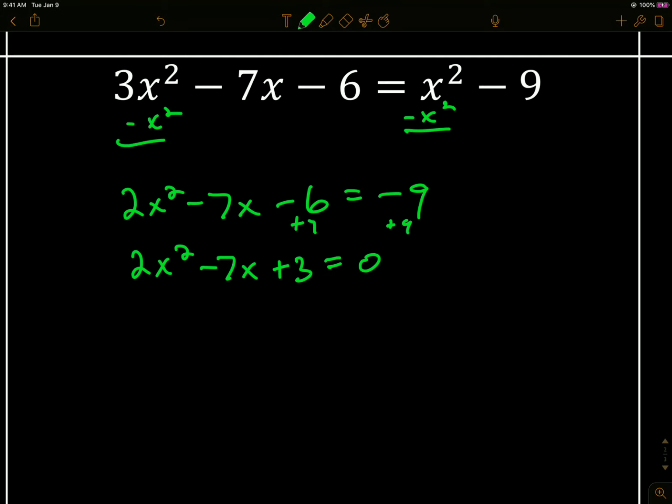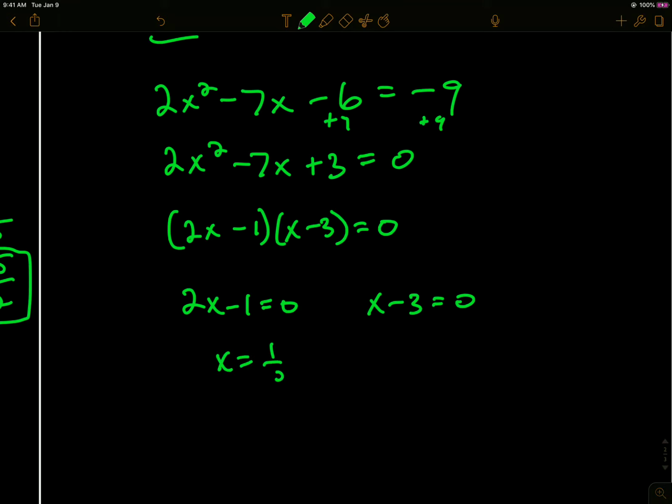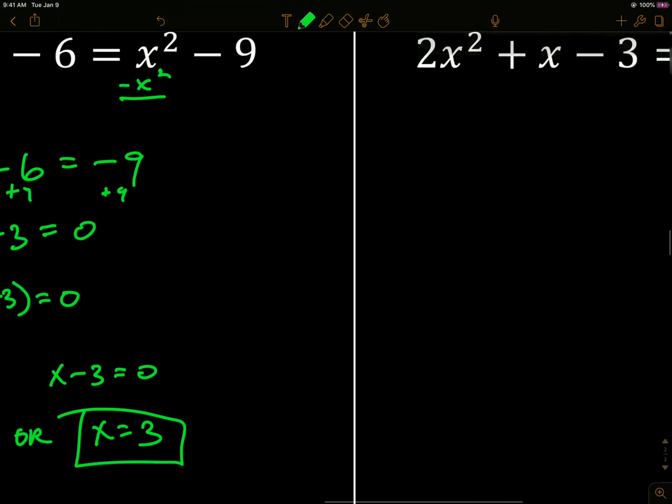Now I'm looking at how we're going to get this to factor. A is not 1 here, so I'm going to try some combinations. And I get this. So I set each factor equal to 0 and solve. So I get x equals 1/2 on this guy, or x equals 3 on that factor.